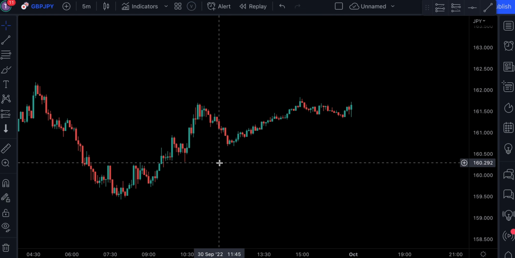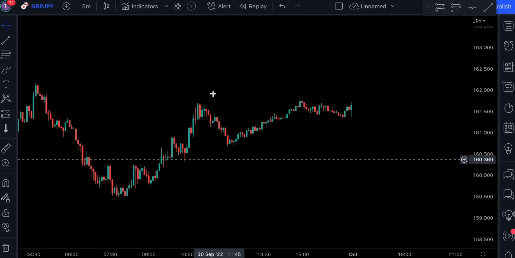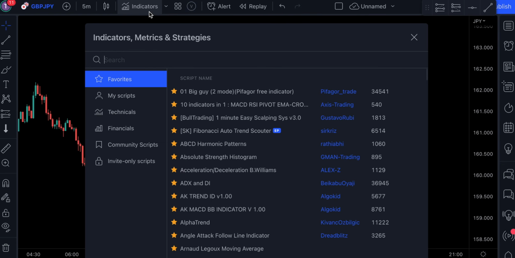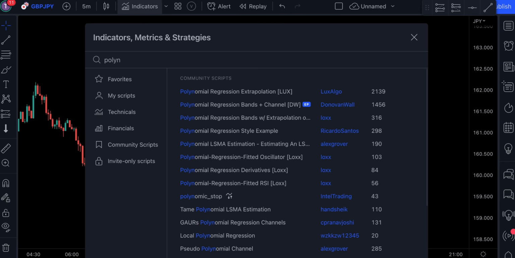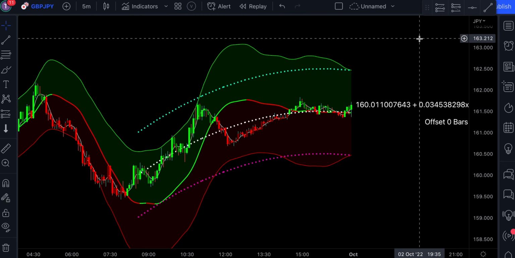So in order to add our indicator to the chart, we need to first click on the Indicators tab and search for Polynomial Regression Channel. Then you need to select this indicator by Donor Van Wall. This indicator is very similar to the linear regression channel. Let's actually add the linear regression channel to the chart as well, just to understand the overall concept behind it.